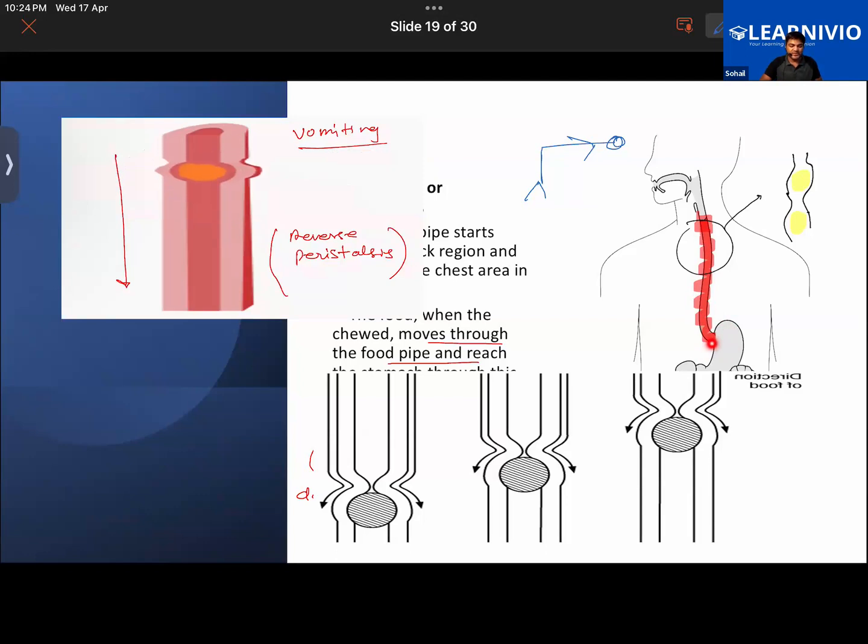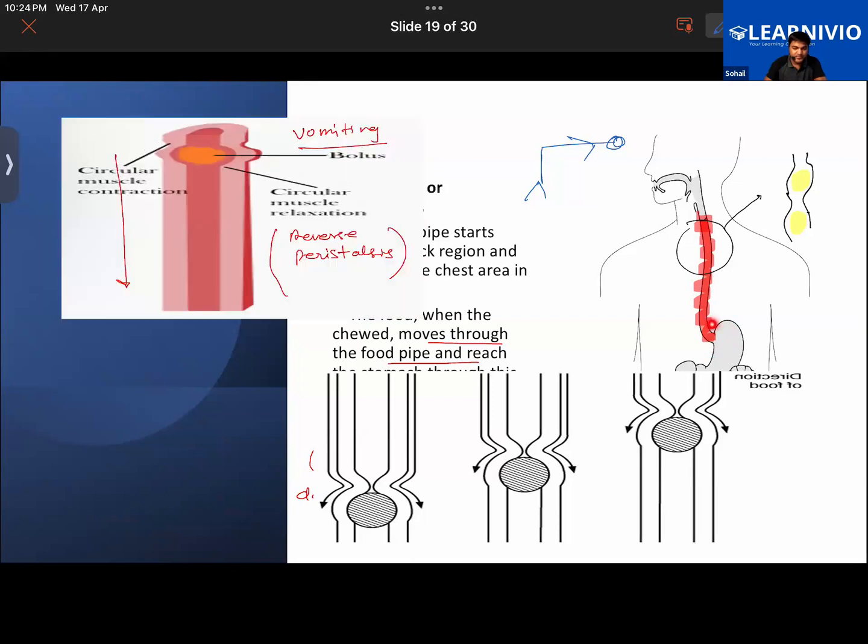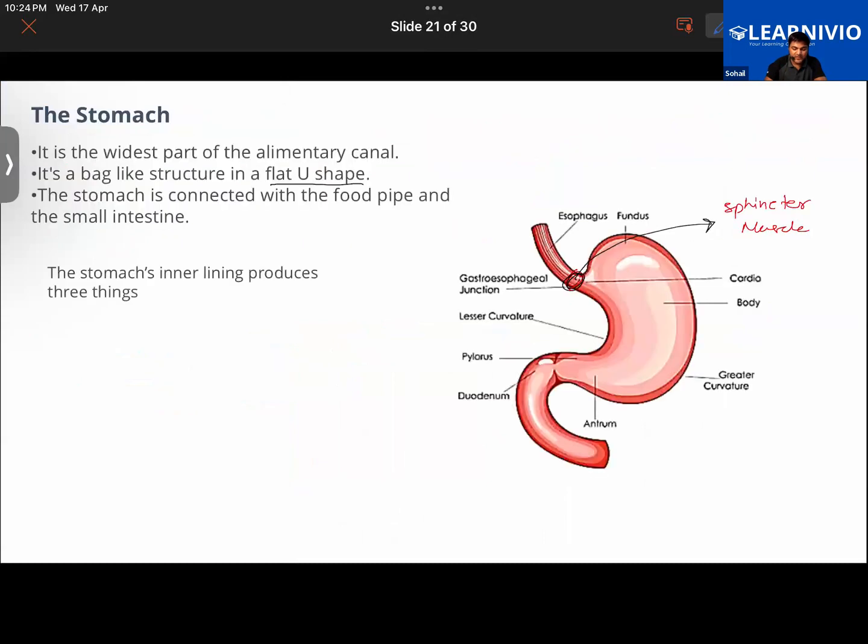Are you guys able to understand it? Priyanka and Abu, are you understanding what I'm trying to say here? No, sir.